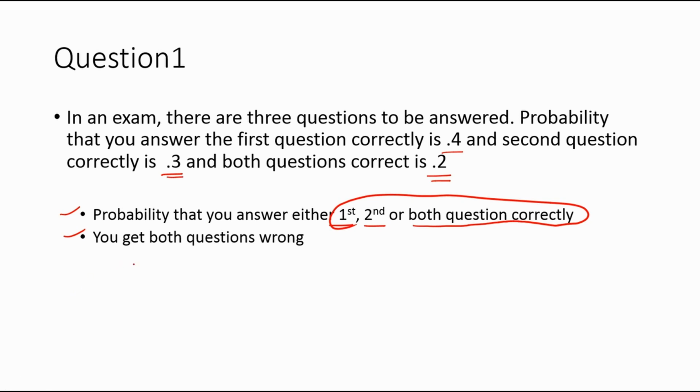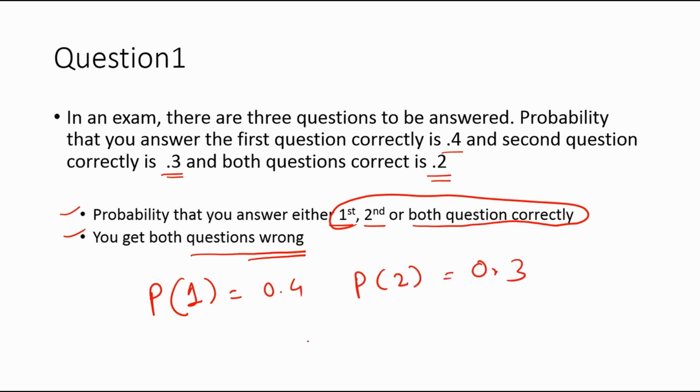Okay. And the second sub-question to this question is, what is the probability that you get both questions wrong? Okay. So how do we solve this? The probability that you get the first question correctly is 0.4. The probability that you get the second question correctly is 0.3. And the probability that you get both questions correctly, 1 and 2, is 0.2.